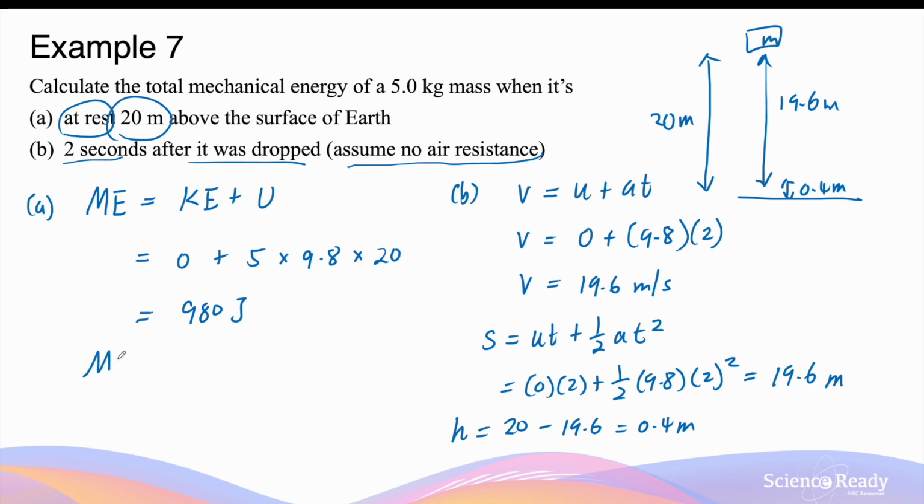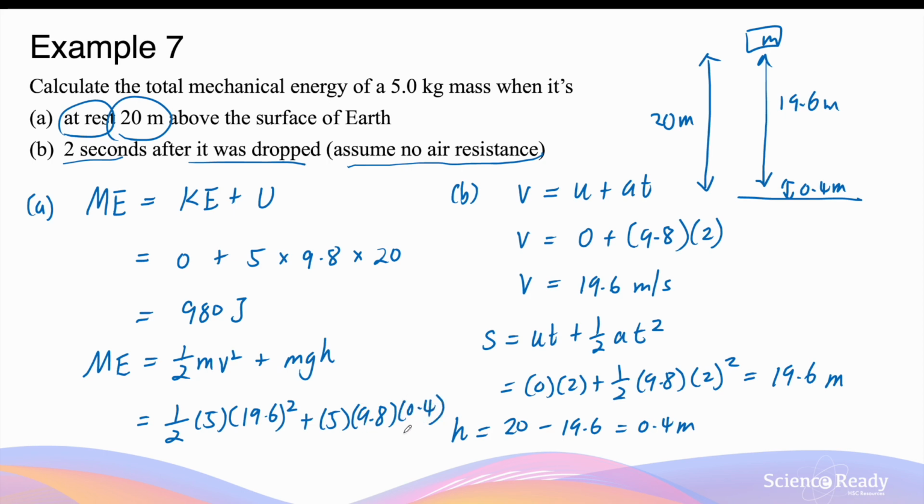So we can find the new mechanical energy by considering its new kinetic energy plus its new gravitational potential energy. Its kinetic energy equals 1/2 multiplied by the mass multiplied by v, which is 19.6 squared, plus its mass times 9.8 multiplied by its new height, which is 0.4 meters. And this gives a value of 980 joules.